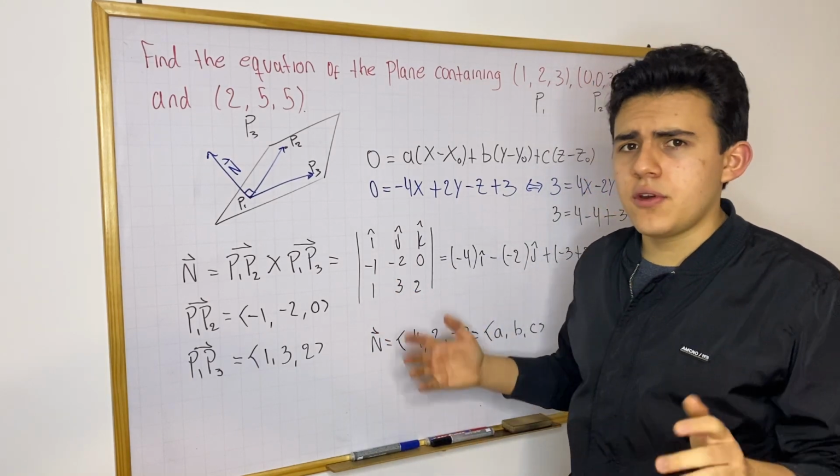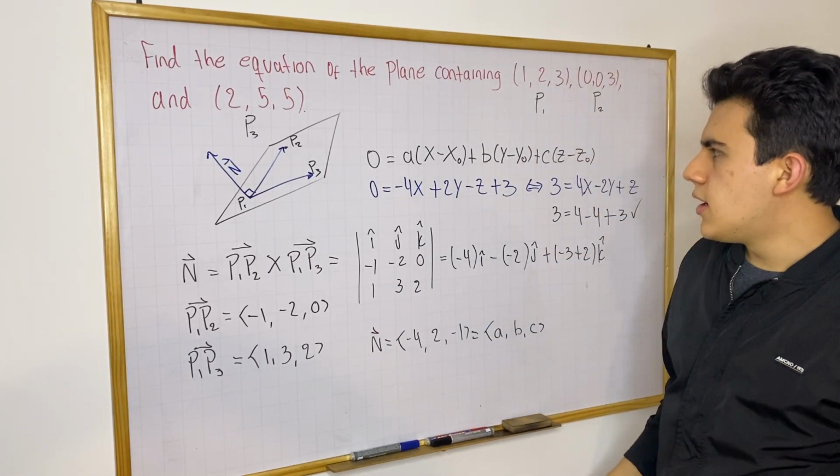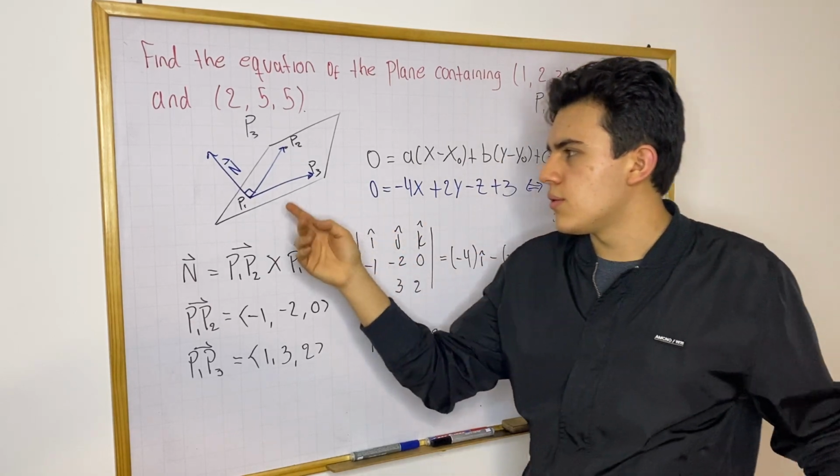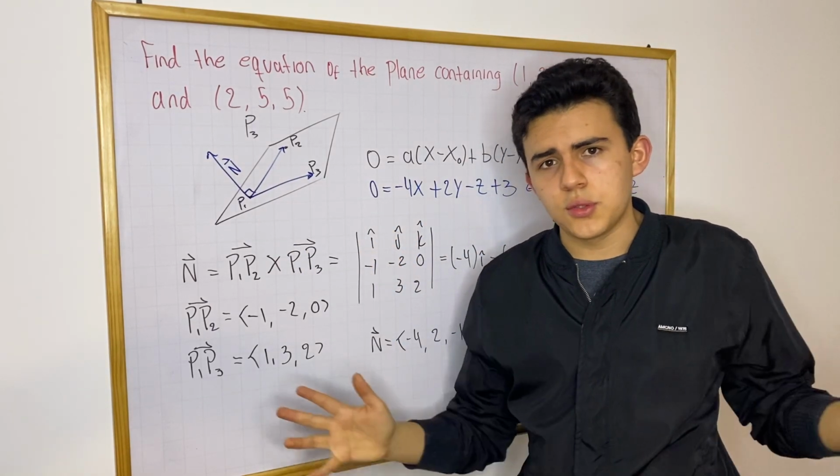That's been the entire video. This is a very nice problem. It's really easy, really. As long as you know this form, and you know how to take a cross product, and you know how to find vectors given points, you're good to go, okay?